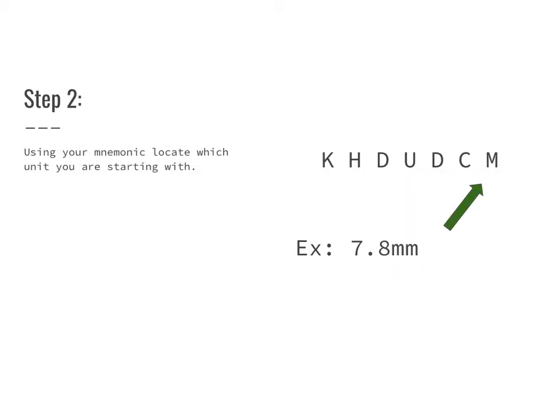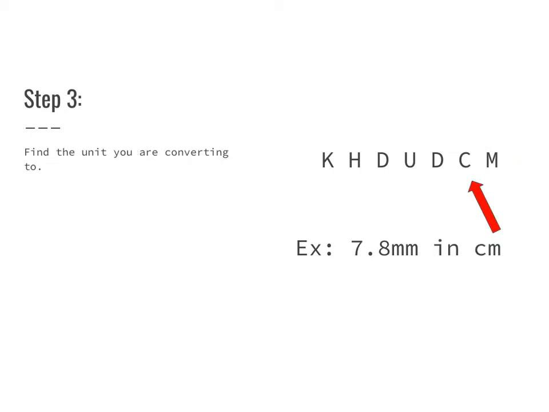Step 2, using the mnemonic, you're going to locate which unit you are starting with. So, for example, here we have our example of 7.8 millimeters. Millimeters are right here with my mnemonic. So that's where I'm beginning. Step 3, you're going to find the unit you are converting to. So I have 7.8 millimeters, and I'd like to turn that into centimeters. So I'm right here, I'm in millimeters, and I would like to go to centimeters. That's where I'm going to end.